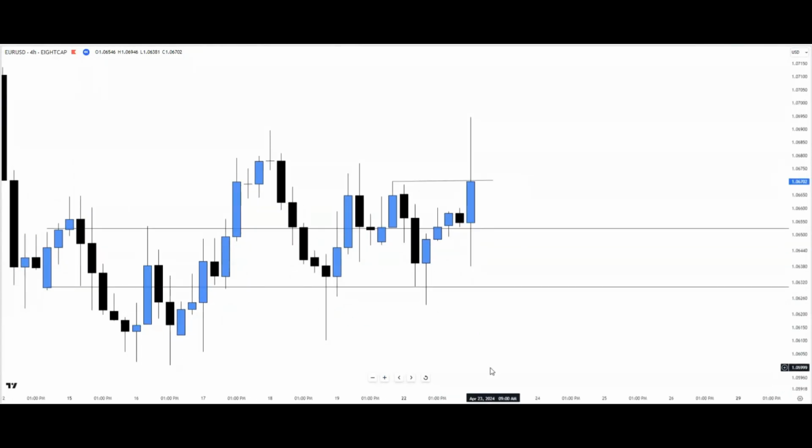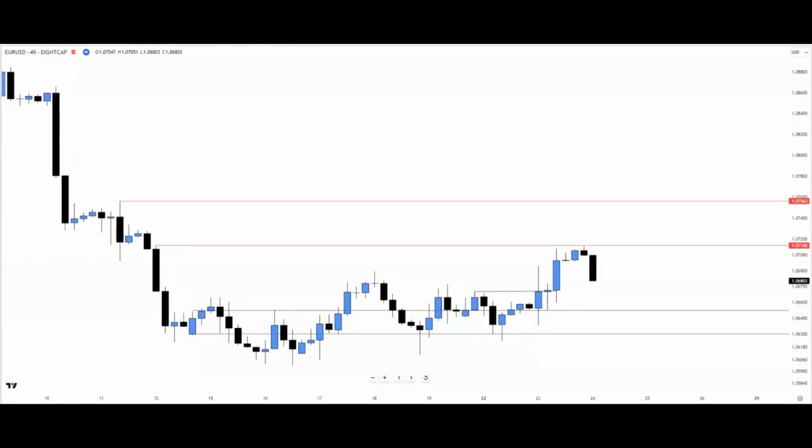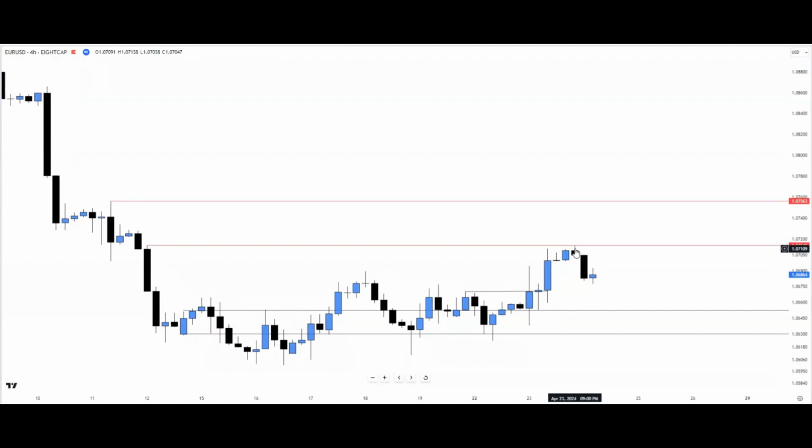Now we have a good break of structure, so we can expect price to reach for this fair value gap, which is going to serve as a draw on liquidity, or this particular swing high, which is going to be the second draw on liquidity. So let's see what price does. So you can see we came close to the first draw on liquidity. So let's see if price is going to reach for the second draw on liquidity.